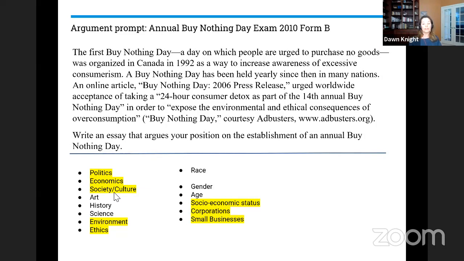And although we may not have the same, I'm sure there's some overlap here with the lenses that I decided may have important perspectives within them about this particular issue. So we'll use these for the sake of discussion since I can't see yours, and we'll continue to work through the activities here. So I pulled politics, economics, society and culture, environment, ethics, socioeconomic status, I think corporations would be important stakeholders, as would small businesses. So all of these would have multiple perspectives within them of people who would care about this issue or possibly be impacted by it.